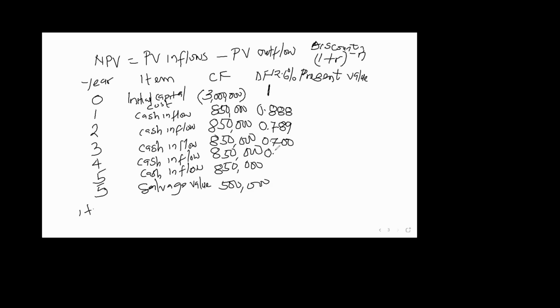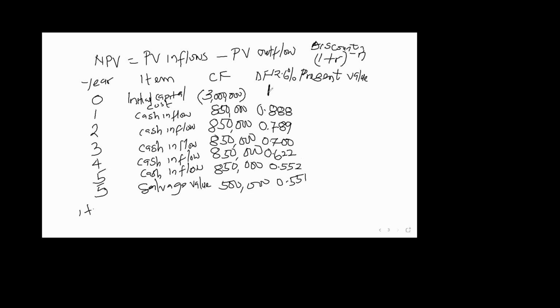Next. 0.622. Year 5, what do you have? 0.552. You can now multiply the cash flow by the corresponding discount factor.